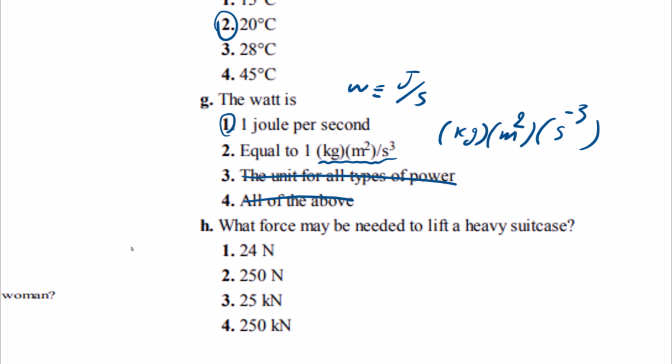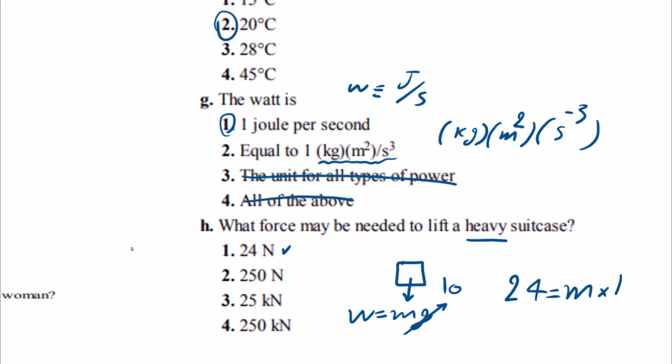Okay, the last part. What force may be needed to lift a heavy suitcase? Look at here. If you have a suitcase, you'll have a weight of mg. Okay, so if you consider g as 10, let's check with the first one. 24 equals m multiply 10. So the box is 2.4 kilogram. Is it correct? I don't think so. It is a heavy one.